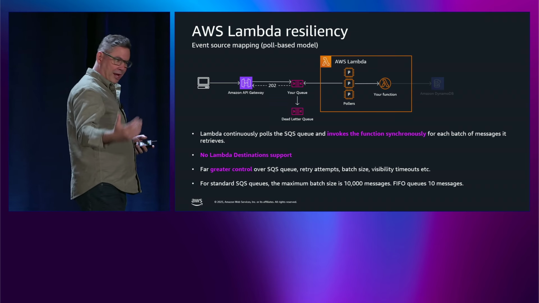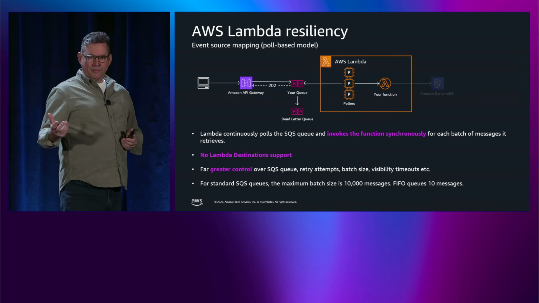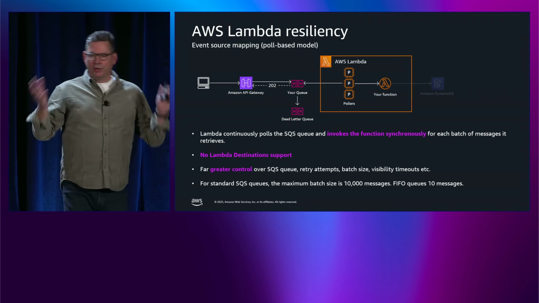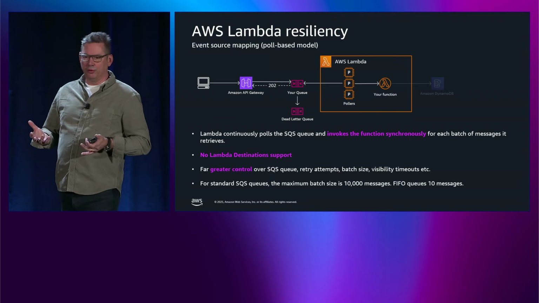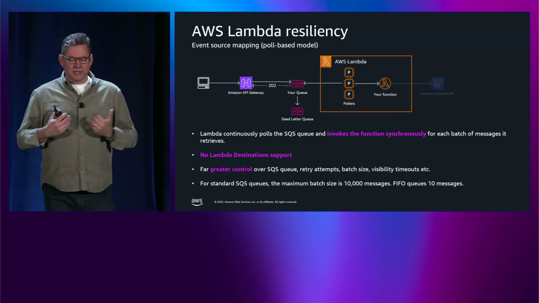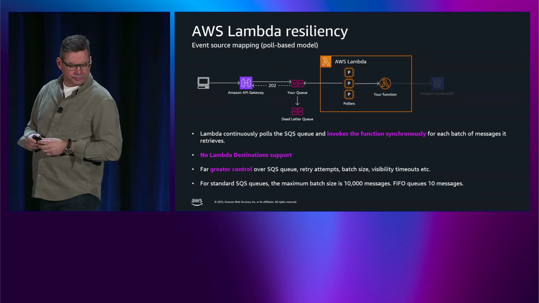Again, you don't have to create pollers. In fact, you can't even configure Lambda today to actually do this yourself. You don't have to create pollers. We create pollers for you. And those pollers are basically pulling those messages off the queue and then invoking your functions in batches.